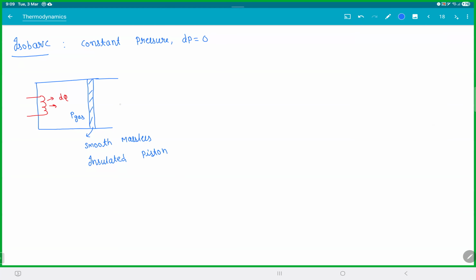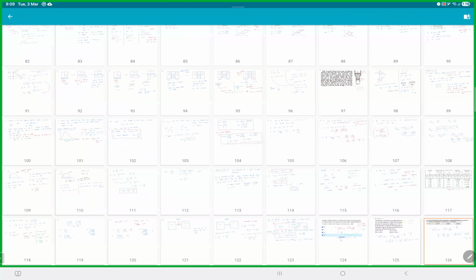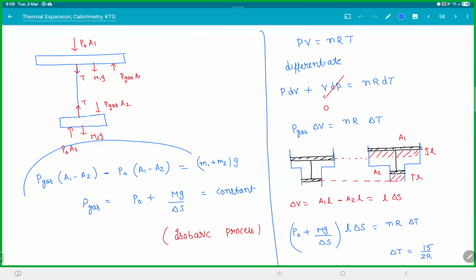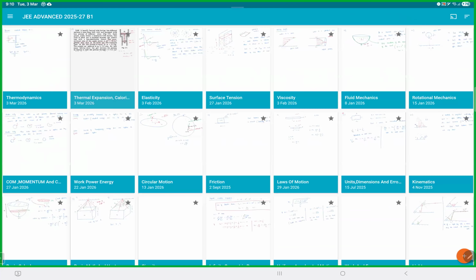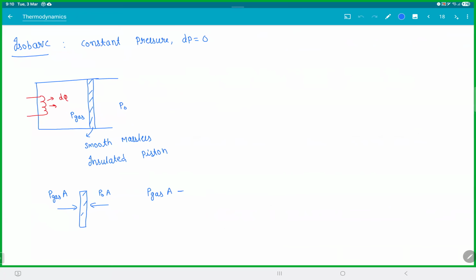So this is P gas, and let's say this is P naught. If you draw the FBD of the piston, this will be P gas into area, and this will be P naught into area. Do you guys remember where else we saw an isobaric process? In KTG, when we did this problem, do you remember this problem? This was actually an isobaric process, the one where you had two pistons connected by a string and you were changing the temperature. So this is an example of an isobaric process. Any process that is exposed to the atmosphere will maintain this.